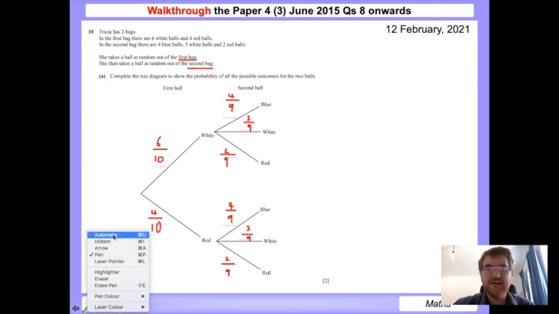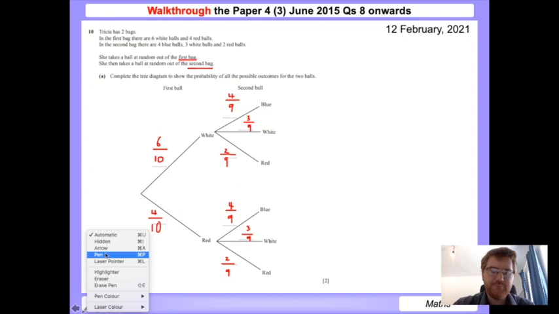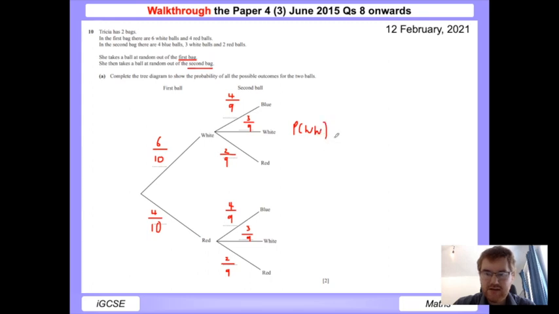Now they ask you some probability questions linked to this. So first of all, we want to work out the probability that Trisha's 2 balls are both white. So let's go back. So we want the probability of white, the way I tend to write it. And the way we do this is we take the probability of the first one being white, that's 6 over 10, and then we multiply along the branches. So we multiply this by 3 over 9. And remember, to multiply fractions, we times the top, so 6 times 3 is 18. And then 10 times 9 is equal to 90. And we should simplify at the end if we can. I'll leave this there for a future calculation.